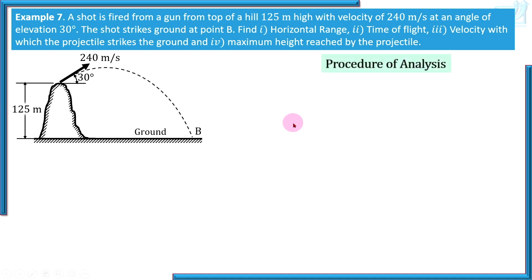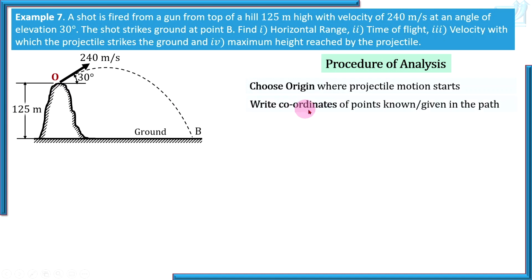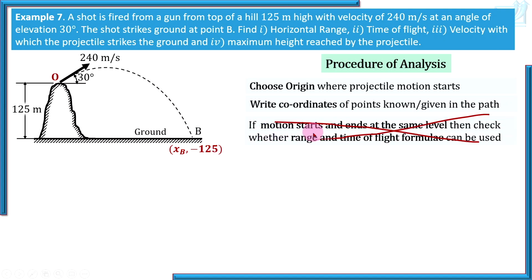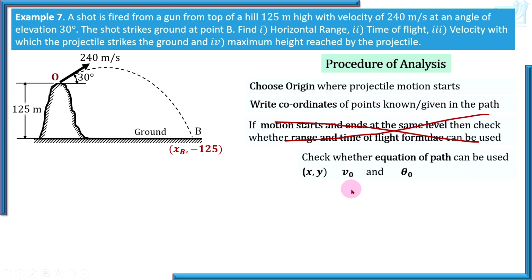Now let's follow the procedure. Choose origin where projectile motion starts. Write coordinates of points known or given in the path. So let's write coordinates of point B. XB is the x coordinate of point B, that is the horizontal distance from the origin, the point where motion starts. And what is the y coordinate of point B? It's below origin, so minus 125. Then, if motion starts and ends at the same level, of course not, so forget that third step. Then check whether the equation of path can be used. If given and asked are amongst these four, then we should use the equation of path.